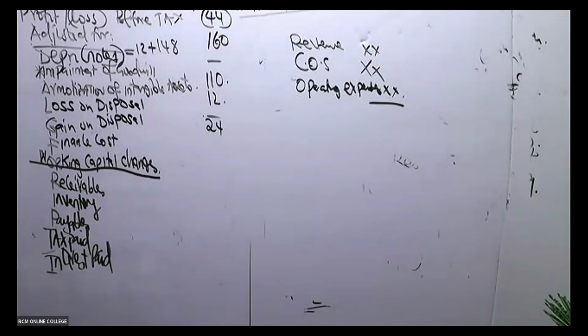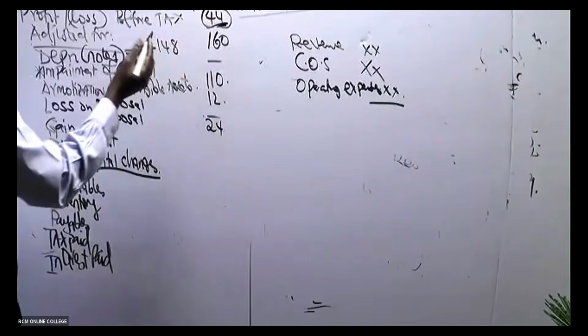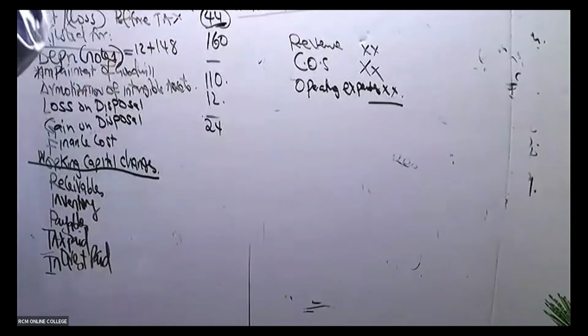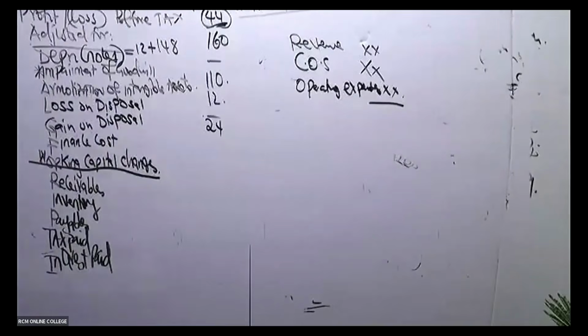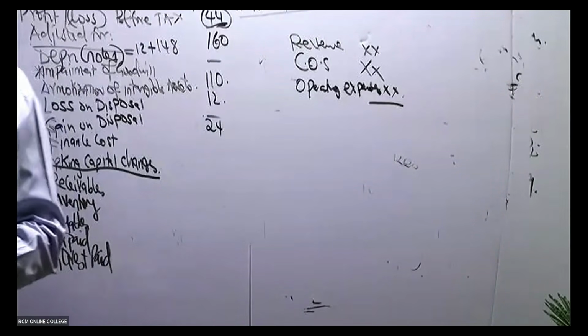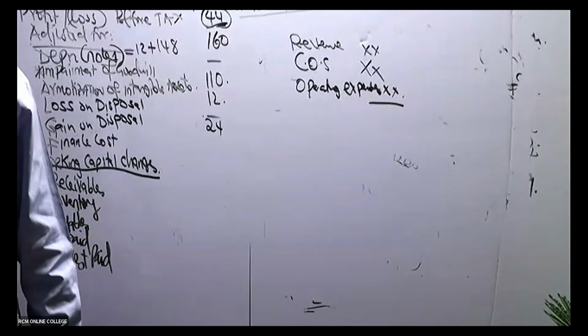So after you've been able to pick all things, you must come to where you have your profit before tax. Where you have this profit before tax, please look north, look up, and try to get any non-operating activity, and you remove it from here. You go to profit before tax, look north in your income statement, to see whether we have any non-operational activities.